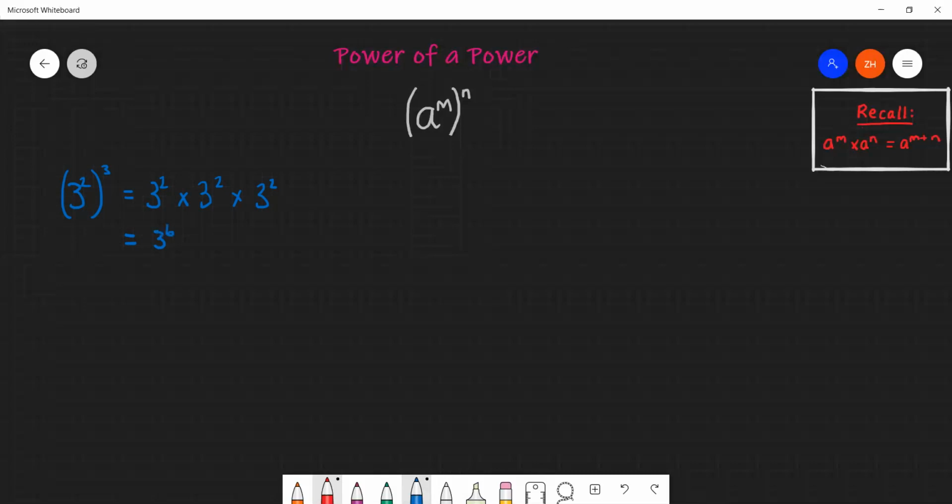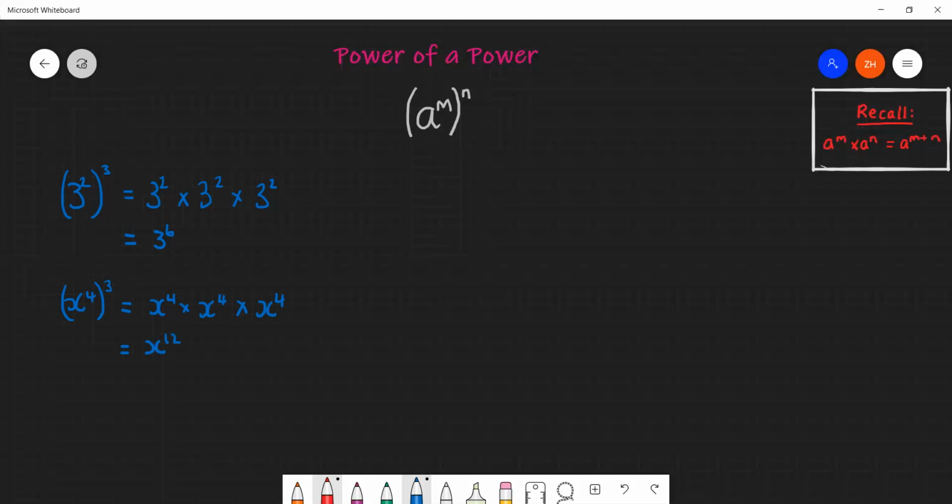We'll look at a second example. We've got x to the power of 4, and that's being raised to the power of 3. So we'll break it down like we did with the last one. x to the power of 4 multiplied by itself 3 times. And using the multiplication rule, we know we can add the powers. 4 plus 4 plus 4 is just 12.